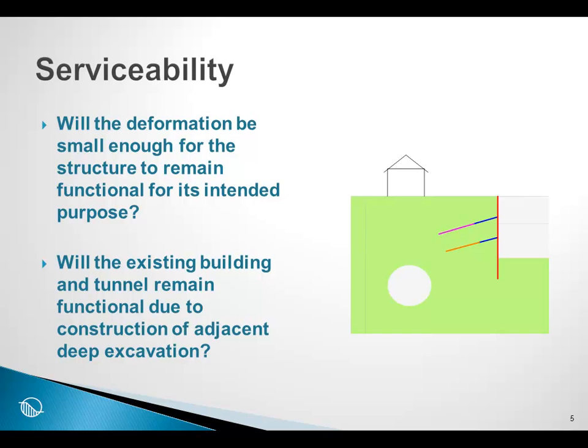And so when we construct the deep excavation, we must ensure that the deformation of the building will be small enough such that it can still serve its intended function. The same goes, for example, for a tunnel lining. If the construction of the deep excavation causes the lining in the tunnel to crack and perhaps produce leakage into the tunnel, then the deformations have been too large and the tunnel is no longer serving its intended function, or perhaps cannot serve its intended function because of the leakage or the cracking in the liner.